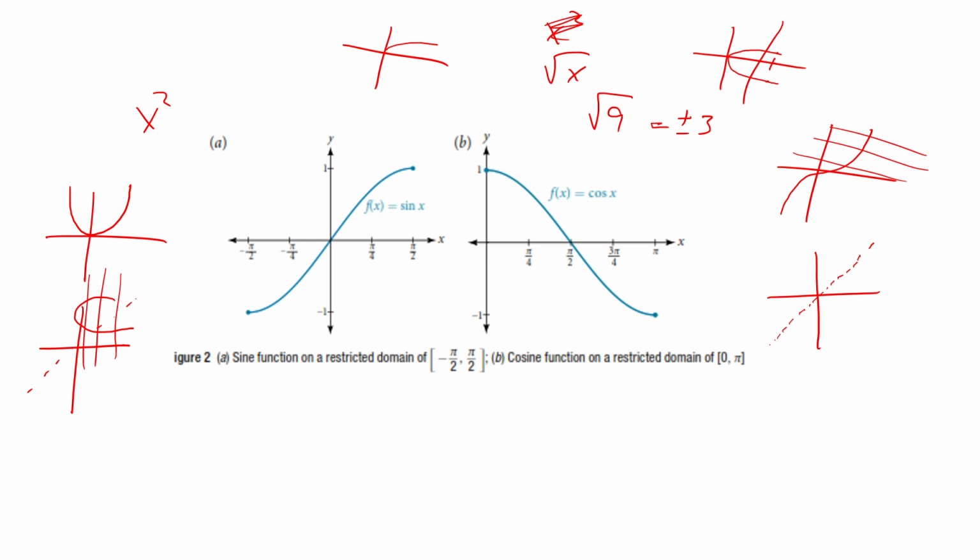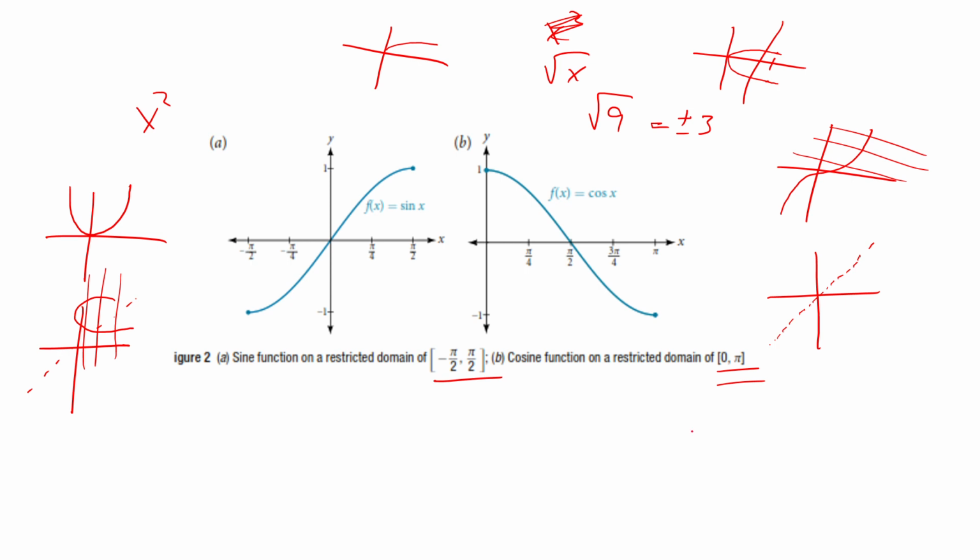Now, the most challenging part of this section is you have to remember them. They are arbitrary choices, but they're the standard choices that will be used in the remainder of this textbook. So sine is going to be limited to negative pi over 2 to pi over 2. This is the domain that we want. And for cosine, it's going to be 0 to pi. Again, an arbitrary choice, but it's important.